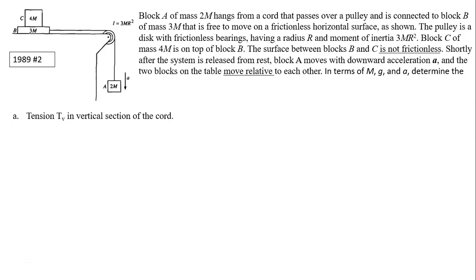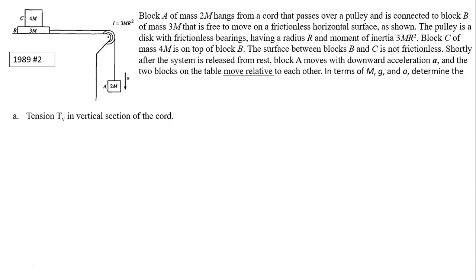Today we're going to talk about an example from a past exam. Block A of mass 2m hangs from a cord that passes over a pulley and is connected to block B of mass 3m that is free to move on a frictionless horizontal surface as shown. The pulley is a disc with frictionless bearings having a radius r and a moment of inertia 3mr squared. Block C of mass 4m is on top of block B. The surface between B and C is not frictionless.